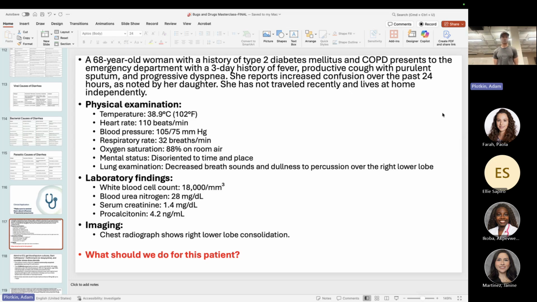There's her vitals and the physical exam. There's her labs. There's her imaging. So I want you to think about what we should do for this patient. And all of my questions are open-ended because I don't do the multiple choice BS. I want you guys to actually work on your clinical management skills.